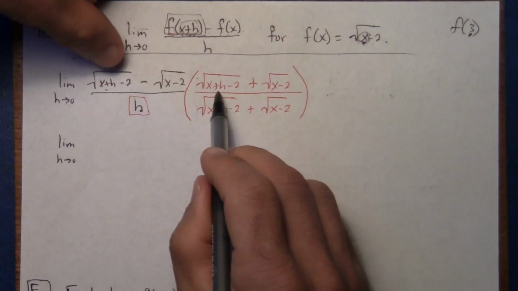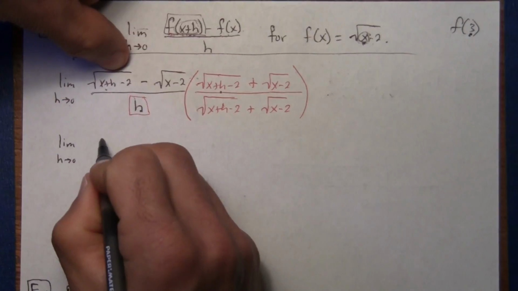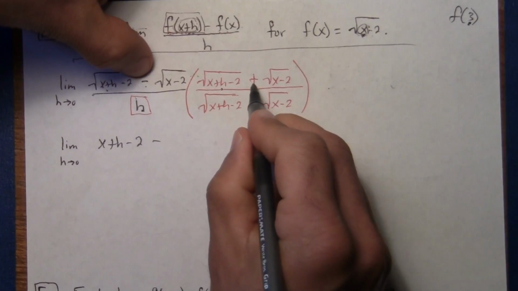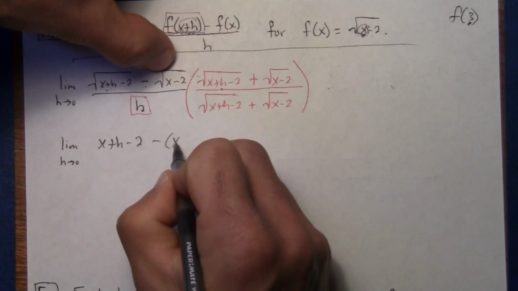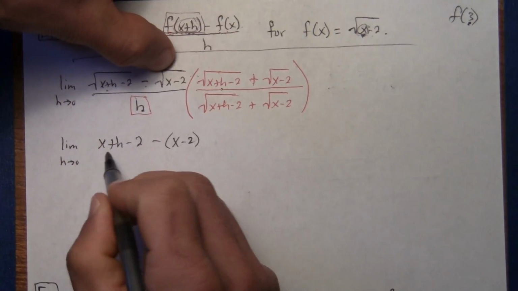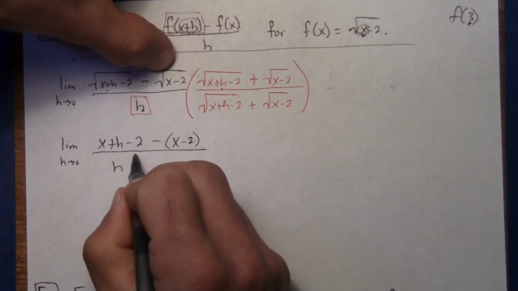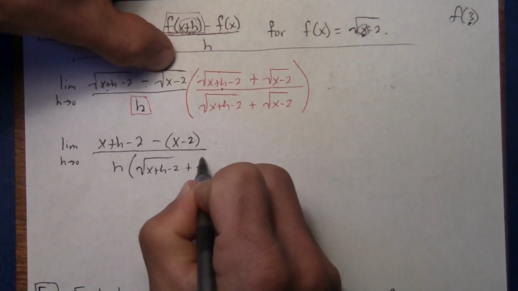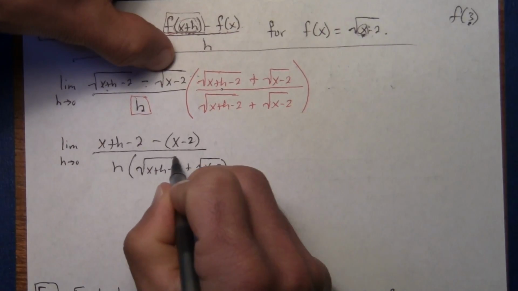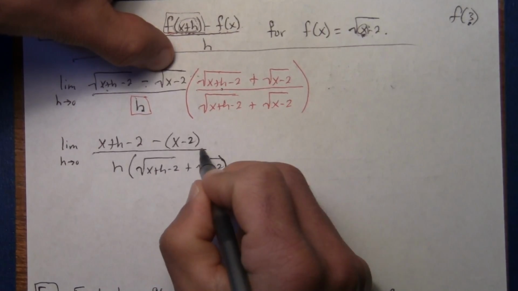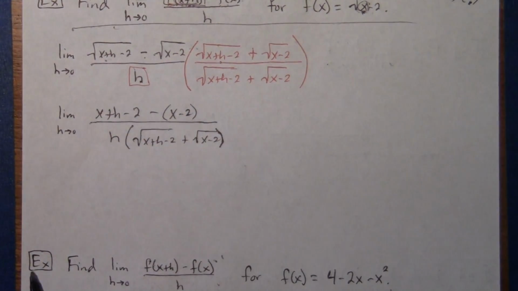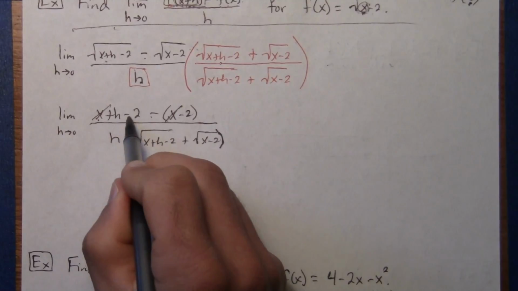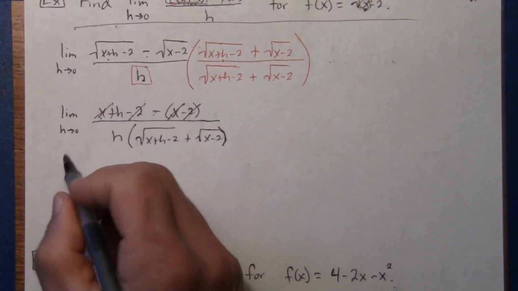So in multiplying out the numerator, these two are exactly the same radicals. So it's going to give me x plus h minus 2 minus the quantity x minus 2. So make sure that you're subtracting that quantity. All over h times the square root of x plus h minus 2 plus the square root of x minus 2. Alright, and now if I simplify a little bit in the numerator, I can see that I have x, I have minus x, they cancel. I have a negative 2, that would become a positive 2, they cancel.